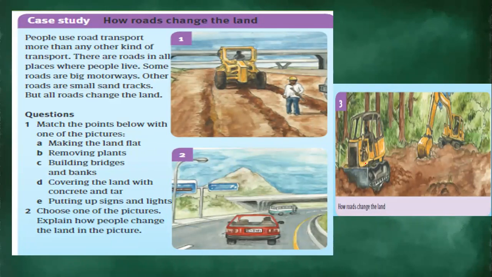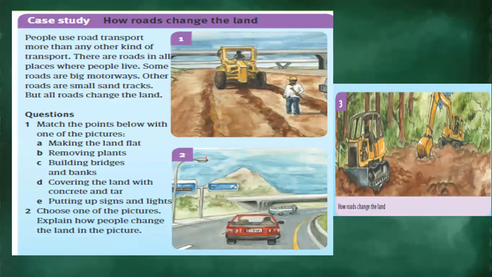I'm going to read the answers now. Khoto says A, making the land flat, it's 1. Sedi says it is picture number 1. Ntsako says A1. Tafika also says 1. Kleng also says 1. As you can see, this machine here is trying to make the land flat.